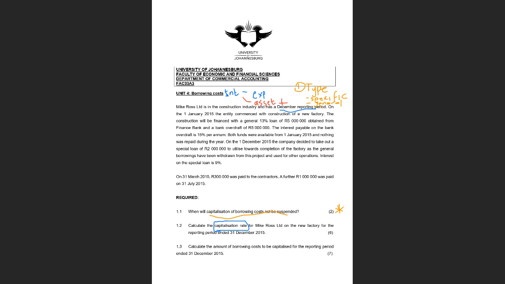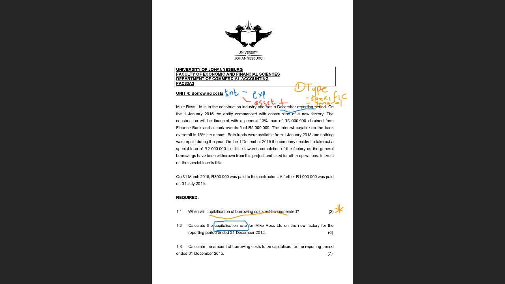On the 1st of December, the company decided to take out a specific loan of 2 million to utilize towards the completion of the factory, as the general borrowings have been withdrawn from this project and used for other operations. Interest on the special loan is 9%. Okay, so in the question, and then they give us the amount that was paid to the contractors as well.